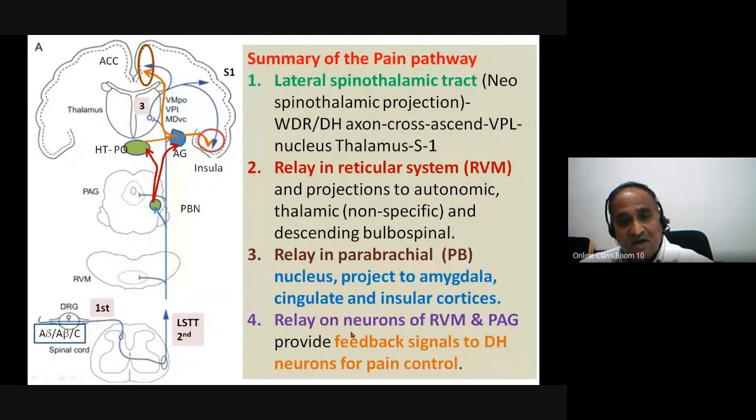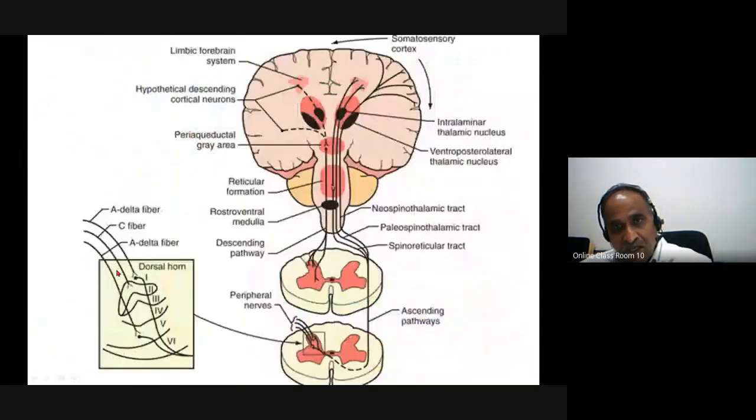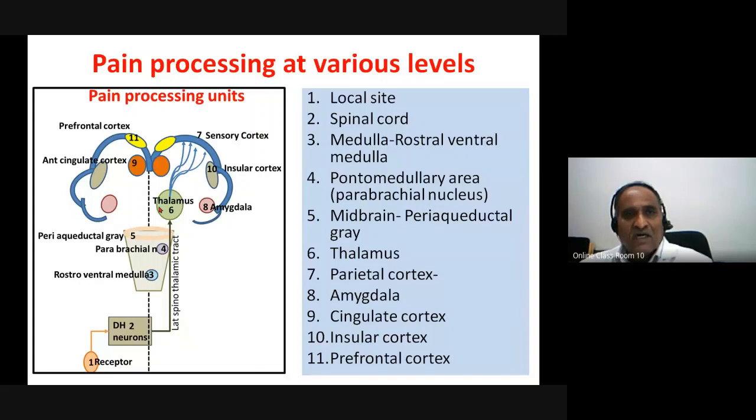Fourth relay is on neurons of the rostroventral medulla and the periaqueductal gray. They are essentially for the descending inputs, the descending inhibitory inputs to these ascending fibers for pain control mechanisms. With this brief understanding, we move on to the pain processing at various levels.